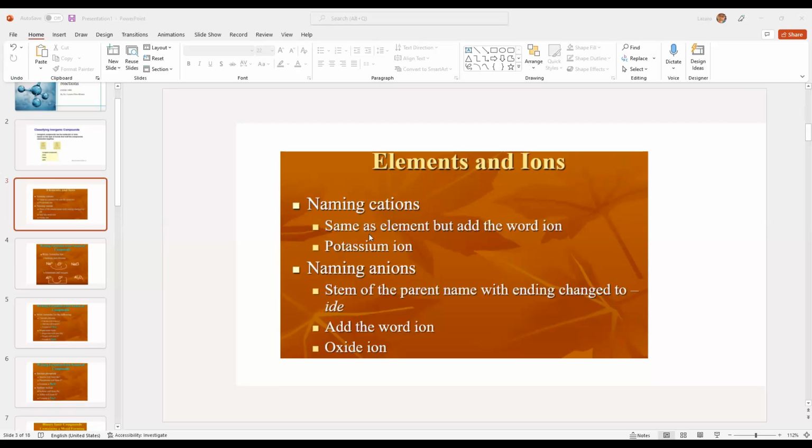The cations have the same name as the element, but with the word ion. For example, potassium ion. For the anions, we are going to change the ending to "ide." For example, oxygen, oxide, and we add the word ion. The cations are positive ions, and the anions are negative ions.